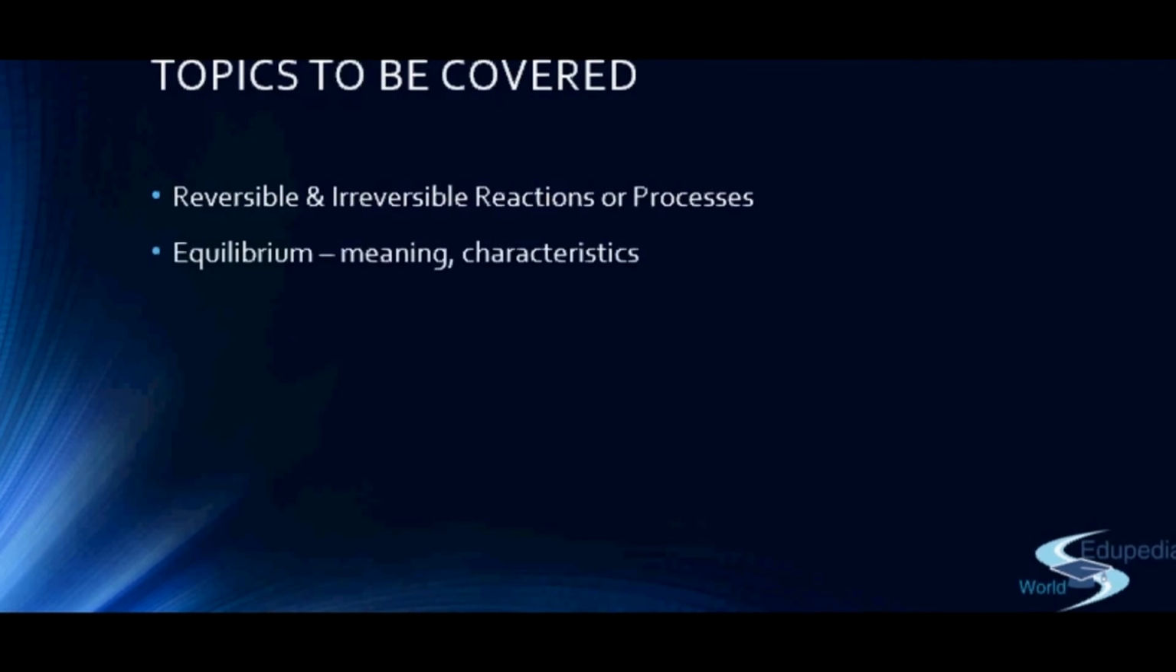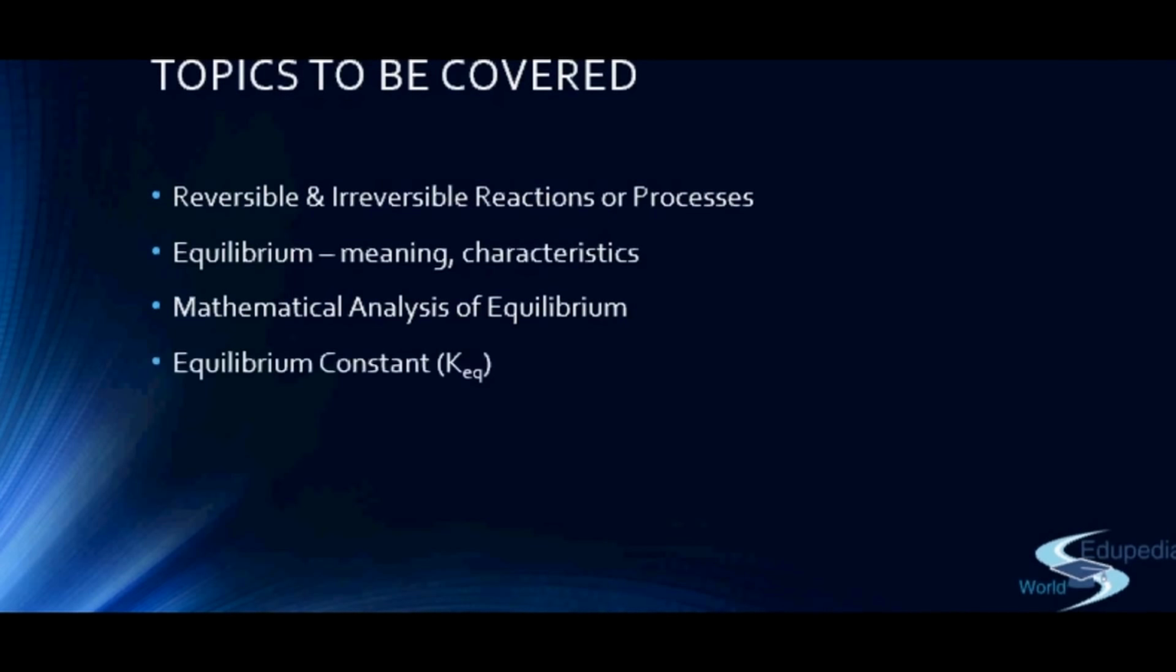Let's just see the next topic that we'll deal with in this chapter: the equilibrium itself, the meaning of equilibrium and all its characteristics. So how do we define equilibrium, what conditions characterize the state of equilibrium? We'll understand all that, and once we do that we'll move on to the mathematical analysis of equilibrium. So once we have understood what equilibrium means, we'll try and formulate a mathematical equation, or a mathematical constant, which can help us analyze the state of equilibrium or help us define the state of equilibrium itself.